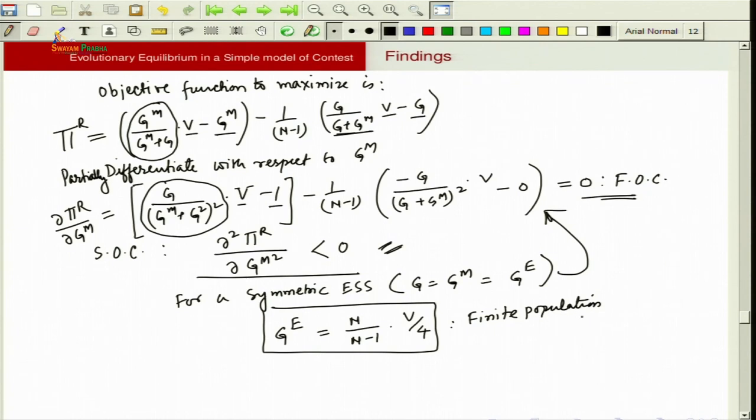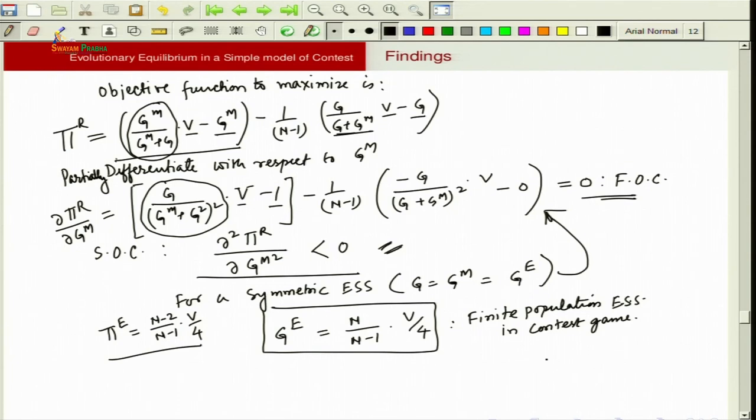So, we just applied the definition of finite population ESS that we learnt in the last lecture to our setting of contest, and we got this finite population ESS in the contest game. If we put this GE value in any of the equations, we can also get the payoff of both the players, which will be equal in the evolutionary setting. This comes out to be n minus 2 upon n minus 1 into V by 4. This is how we have solved this game for the finite population ESS setting.